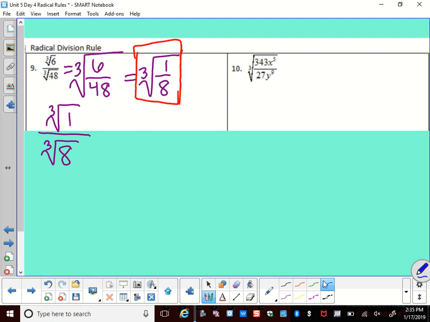All right, number 10. Try your calculator. Does 343 divided by 27 give you an even fraction? No. Not even if you hit math and enter, right? So this is one that we're going to want to separate. So I have the cube root of 343 x to the 5th divided by the cube root of 27 y to the 9th. I just separated them. In your calculator, what is the cube root of 343?